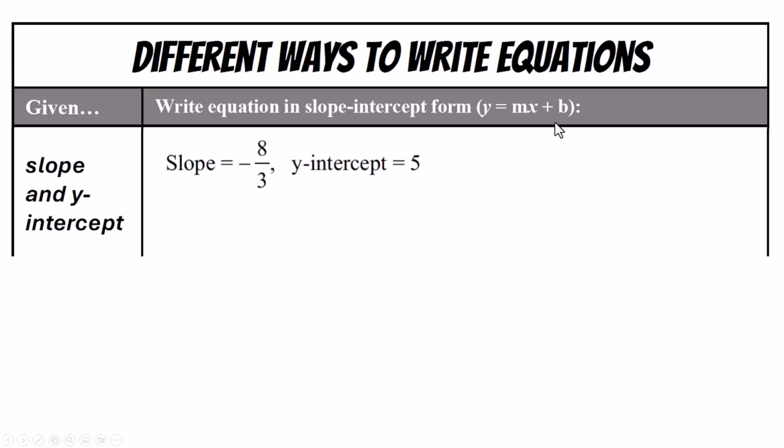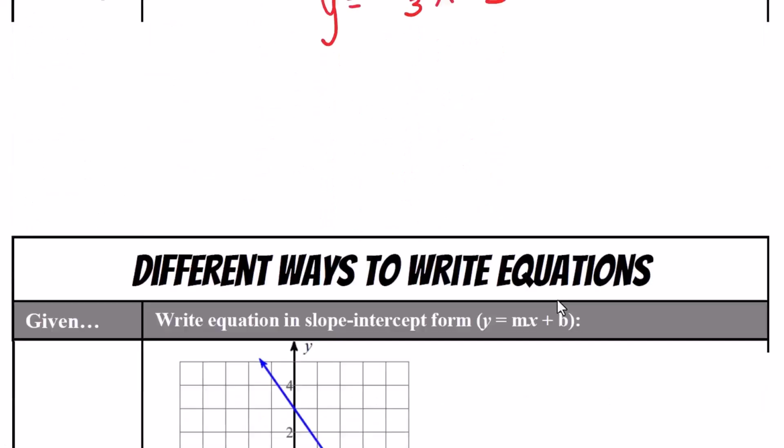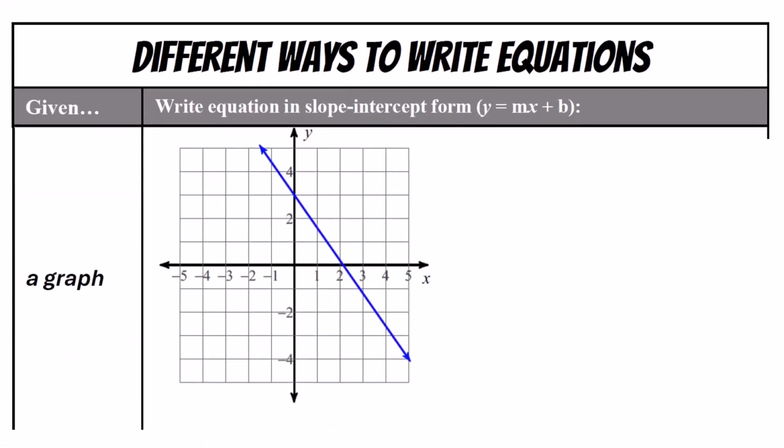How do you write an equation into slope-intercept form if they're telling you that the slope is -8/3 and the y-intercept is 5? Well, the slope is the m in the equation, and the y-intercept is the b. So this is easy. All you have to do is plug these numbers into this little formula, write it down. There's no work to do. y equals -8/3 x plus 5.